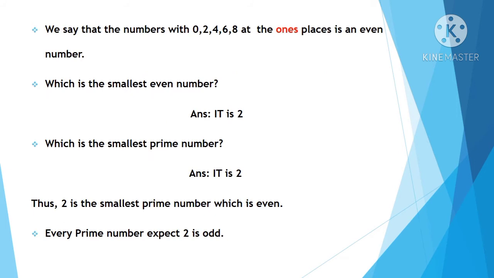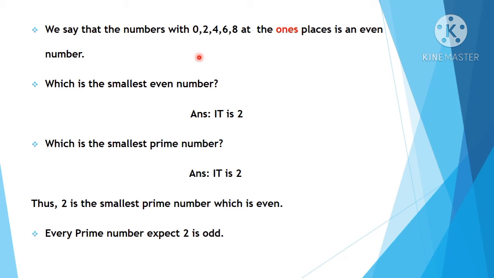So before going to the problem, these are some of the tips you want to keep in mind. We say that the numbers with 0, 2, 4, 6, 8 at the ones place. Ones place means the last place, the rightmost place of a number. So the number which ends in 0, 2, 4, 6, 8, we can say without dividing that it's an even number. It's an easy trick.